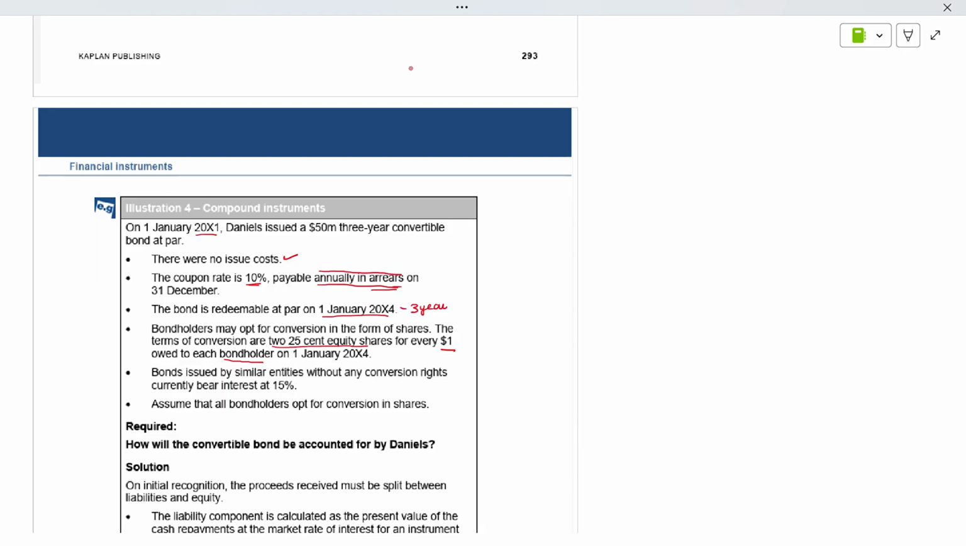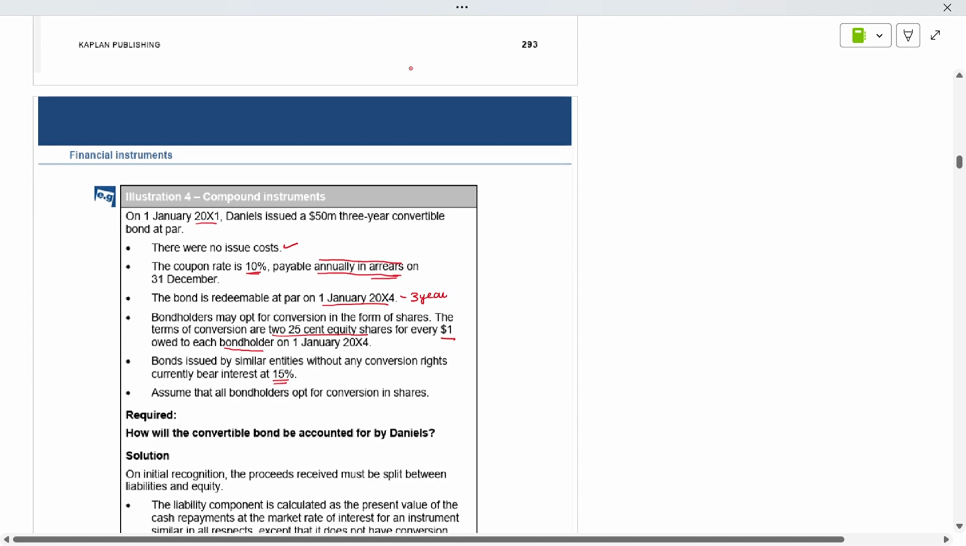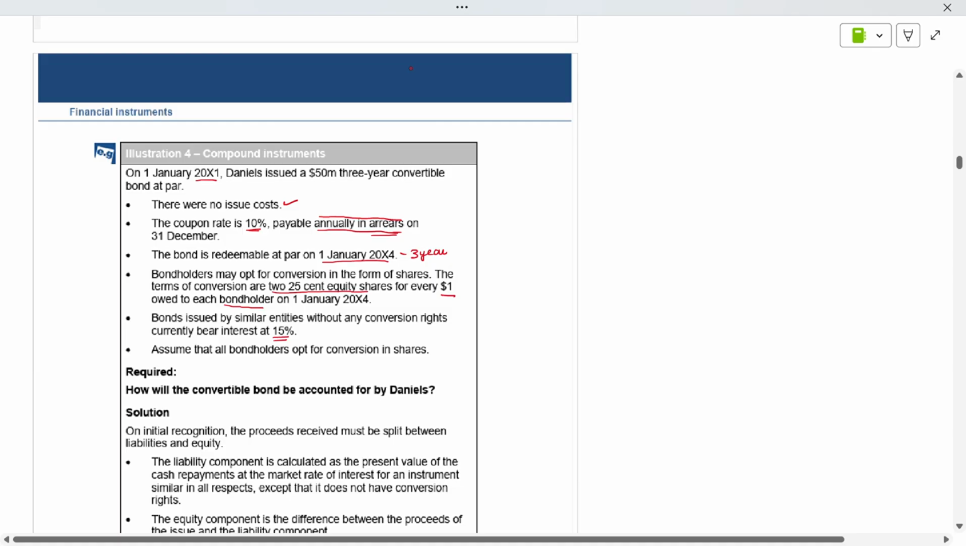Bonds issued by similar entities without conversion rights: what is the rate of interest? 15%. That is nothing but the effective rate. Assume that all bondholders will go for the option of conversion. How will the convertible bond be accounted?